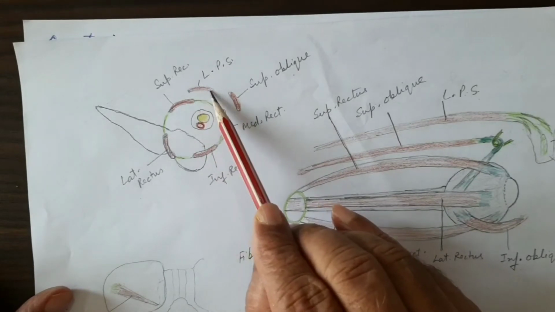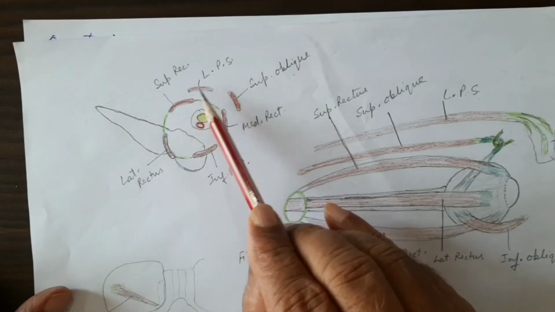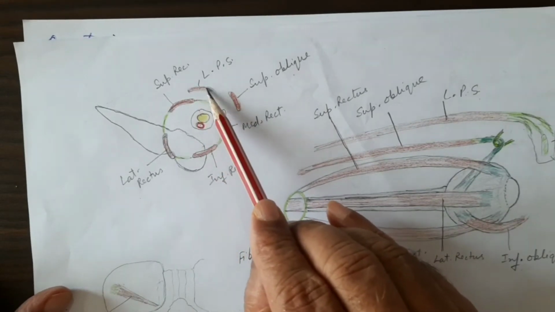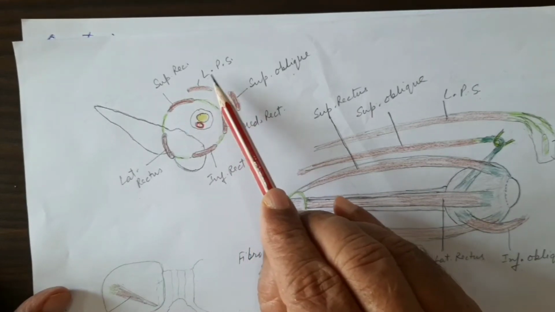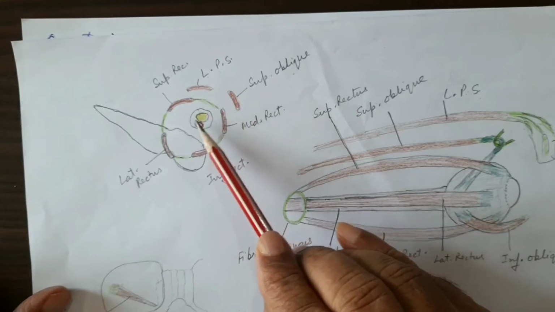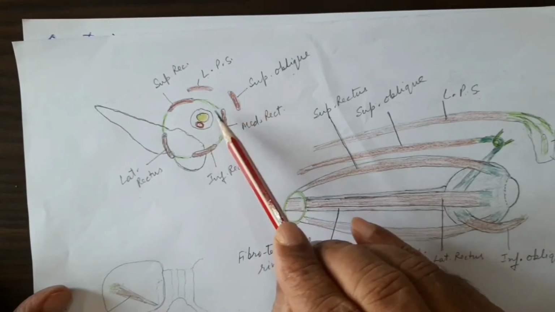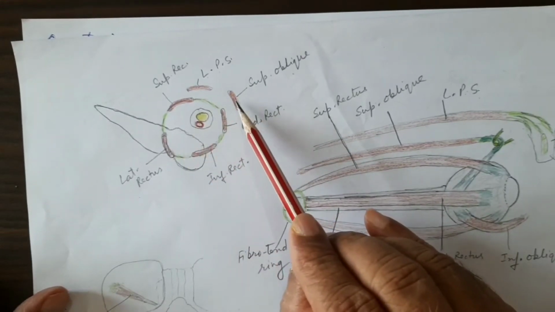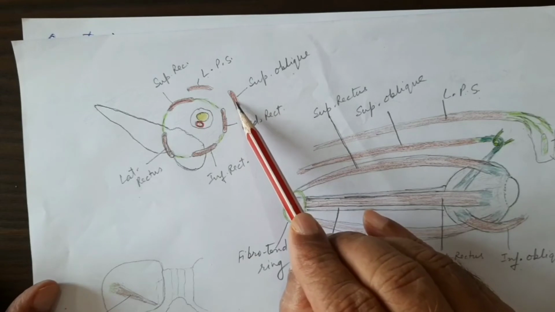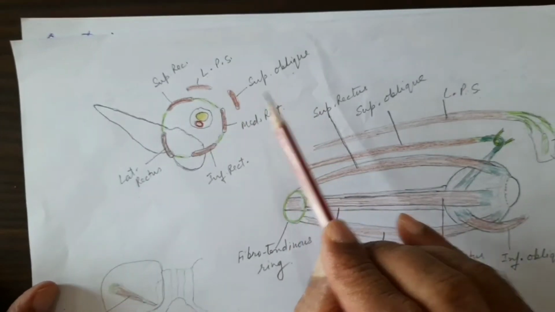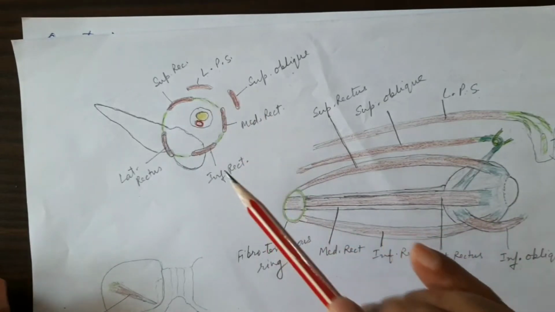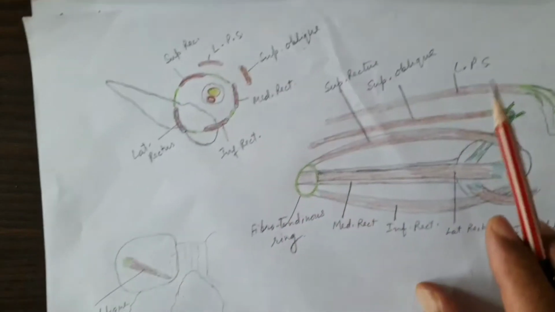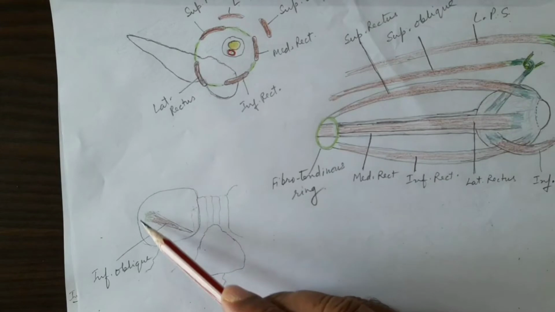Above this, separately from the lesser wing of the sphenoid, this muscle takes origin, which will go to the upper eyelid: the levator palpebrae superioris. Medial and superior to this ring is the origin of the superior oblique muscle. So these are the 6 muscles. The 7th muscle is the inferior oblique muscle, in the orbit.